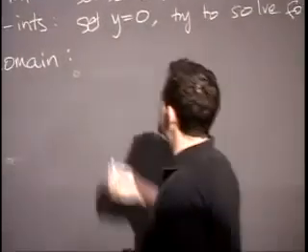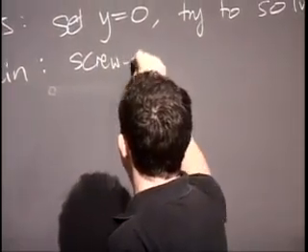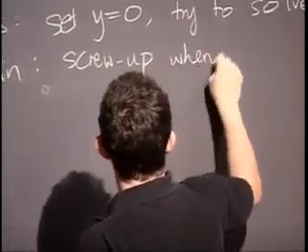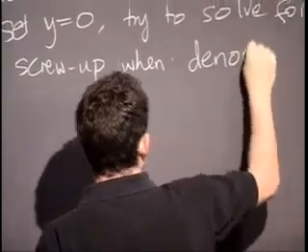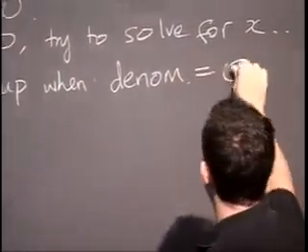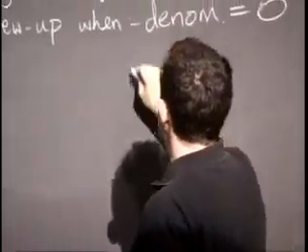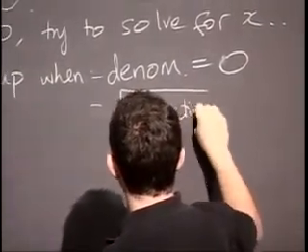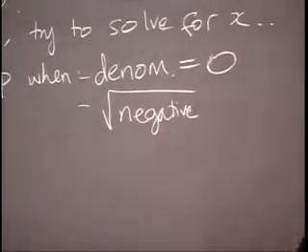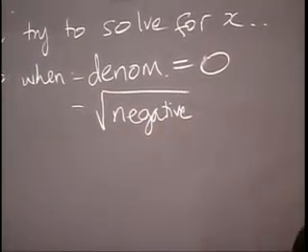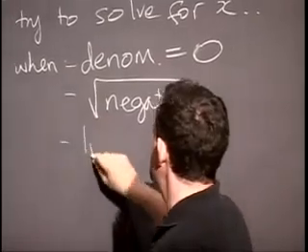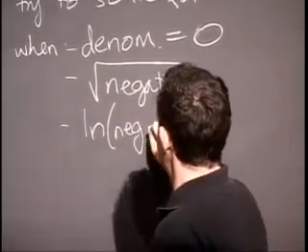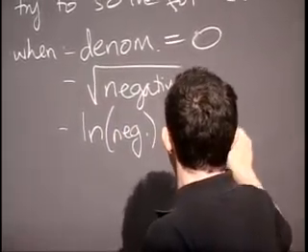But nevertheless, I want to have this idea that you have a screw-up when the denominator is 0. That's normally a death knell for the function to be defined there. You can't really have 0 on the bottom, so that is a problem. Also, you cannot take the square root of a negative number. That's bad. That will certainly cause a point not to be in the domain. The other common possibility is that you can't take the logarithm of a negative number or even the log of 0.